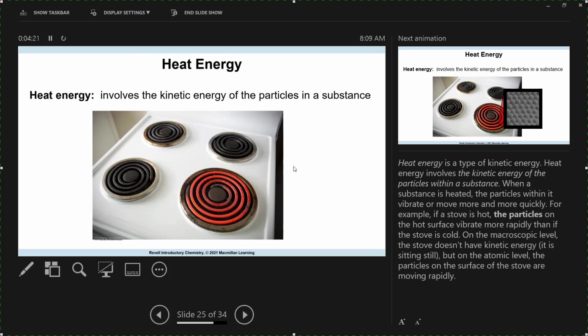And here's an example from your book. It involves the kinetic energy of the particles, that energy of motion, that thermal energy. You don't see too many burners like this anymore, the old school ones. But clearly, as we put electricity into that piece of metal, it heats up, and the particles in there are going to be moving faster, more kinetic energy. That energy is going to be released to the surroundings as heat.